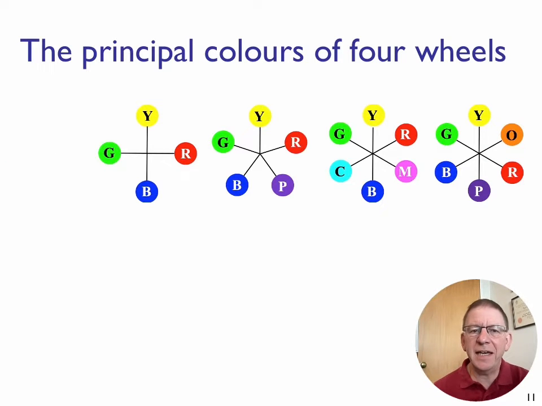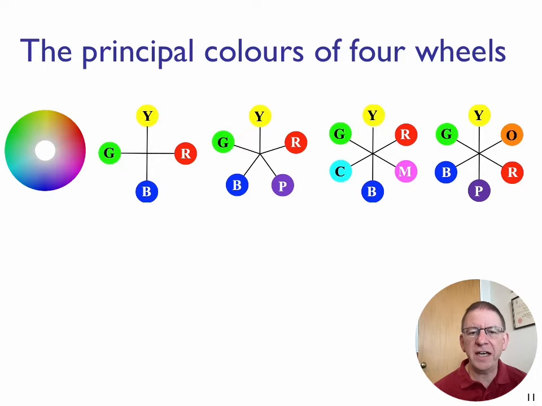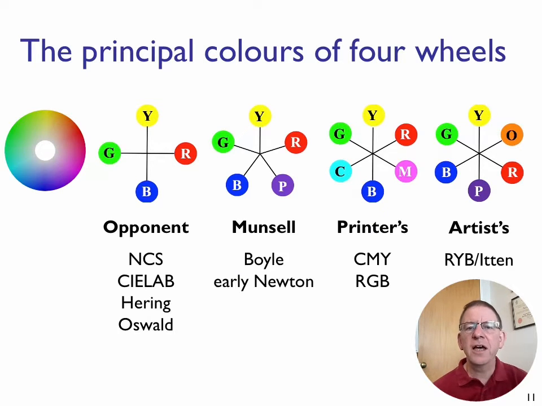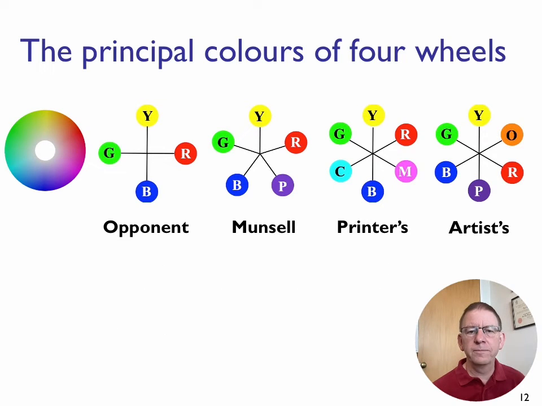And then we can take Itten's primaries and secondaries to make a 6-colour wheel with red, orange, yellow, green, blue and purple. And all of these are some sort of simplification of the actual wheel, which has infinite colours. Each of these sets of principal colours has its proponents, including Isaac Newton, whose early work on the rainbow proposed 5 colours of the rainbow, the same 5 that Munsell used.